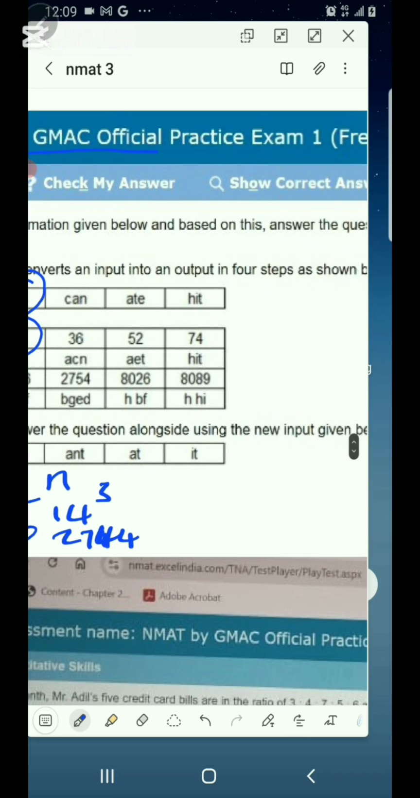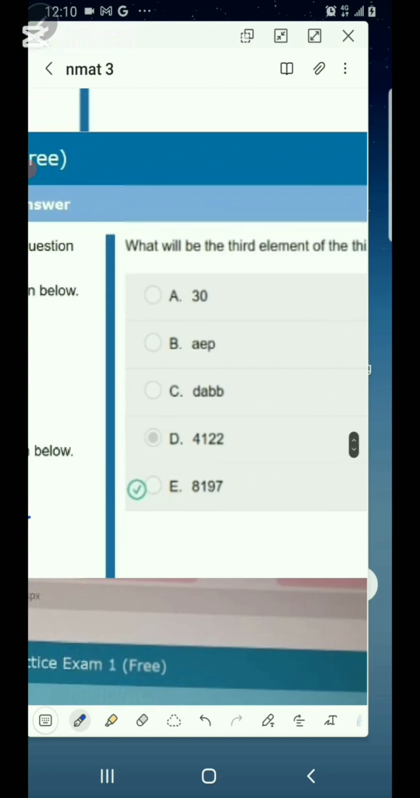So I quickly tried that with another one. Let's say AET. T is 20. 20 cubed is 8000. E is 5. 5 squared is 25, and 1 to the power 1 is 1. That is 8000 plus 25 plus 1, that is 8026. Wow, I found the pattern. So now that I have found the pattern, I can go and attempt the questions.